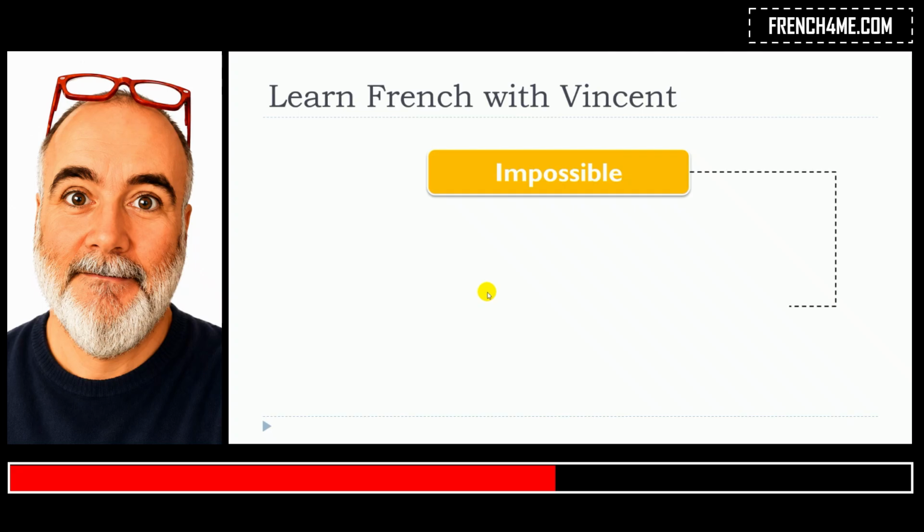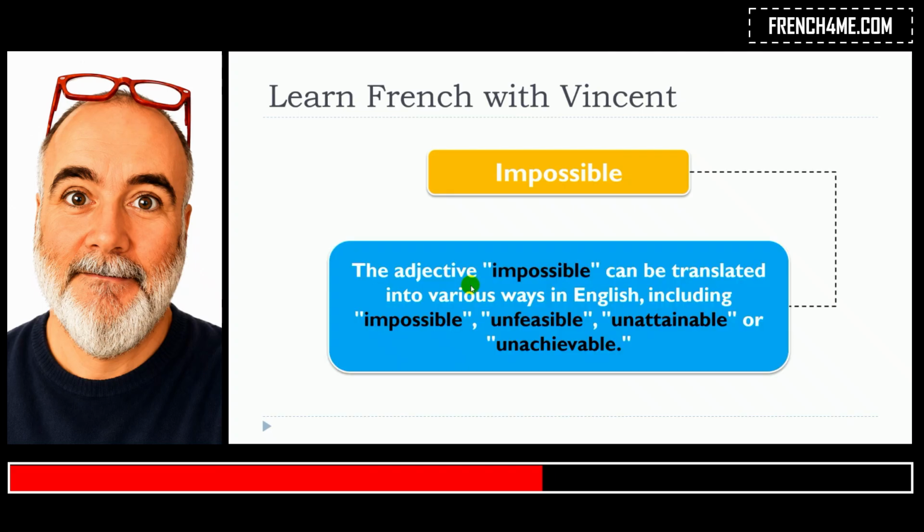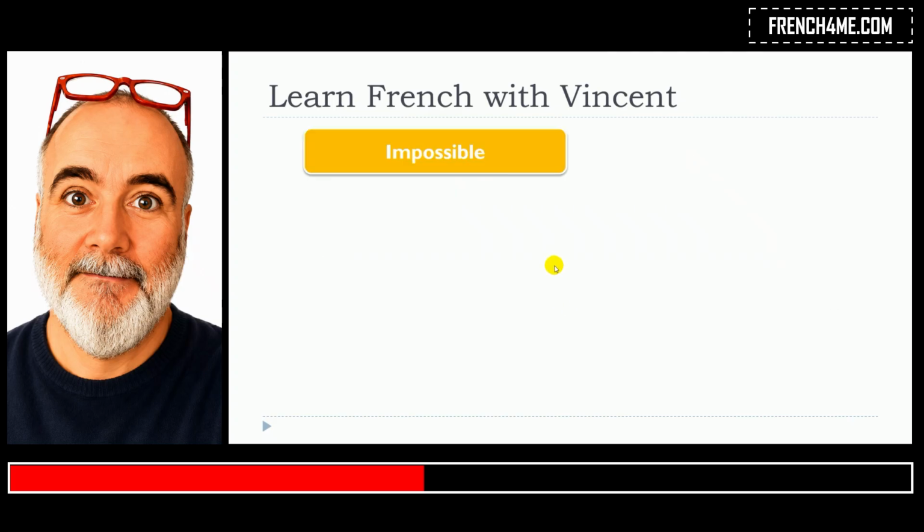So this lesson is about impossible. The adjective impossible can be translated into various ways in English, including impossible, unfeasible, unattainable, or unachievable. So let's see few examples with impossible.